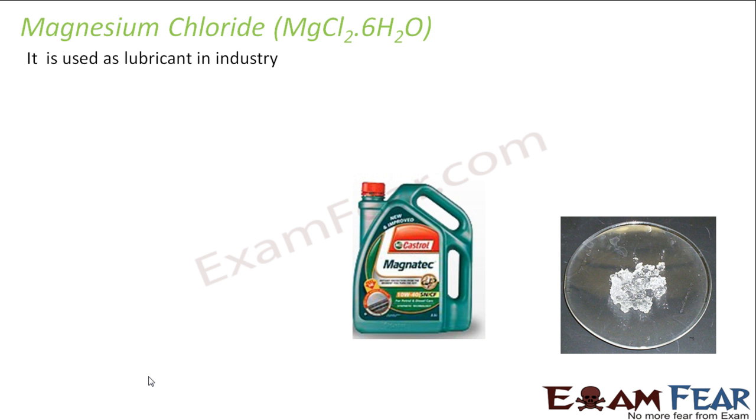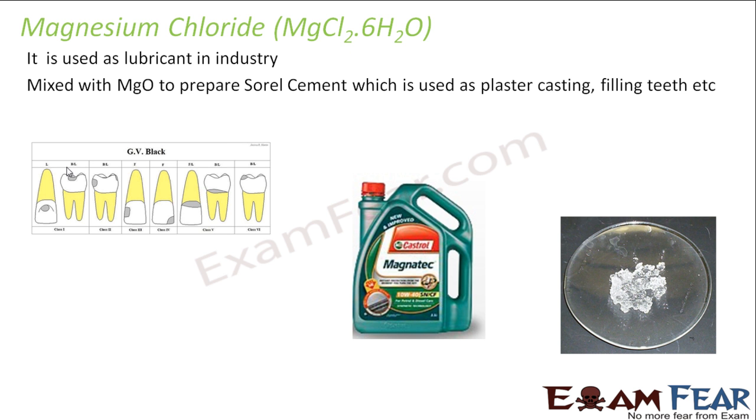Let's start with magnesium chloride. It is used as lubricant in industry. The formula is MgCl2.6H2O. It has 6 water molecules attached to it. It is used a lot in industry. This is the anhydrous form of magnesium chloride.